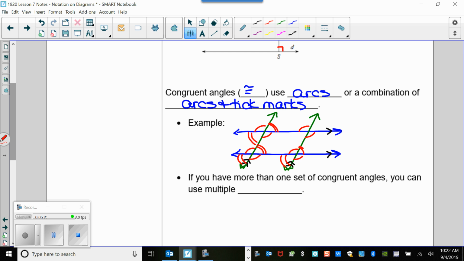The arcs really get messy fast. Or I could do arcs with ticks. So I could have an arc with a single tick, an arc with a double tick, an arc with a triple tick. But again, if you go beyond 3 arcs or 3 ticks, you need to bust out another set of colors.